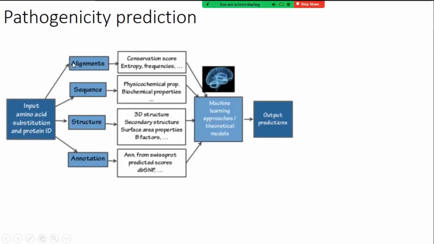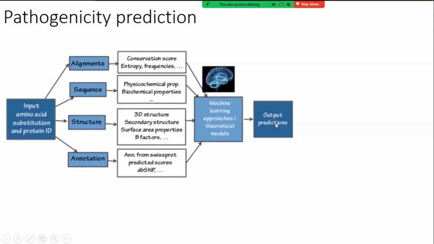One is the alignment. We spoke yesterday about the conservation score. Is this amino acid the same in humans, chimpanzee, rat, mouse? You go as much as possible. So is it conserved across species? Secondly, it looks at the sequence and the physicochemical properties of that particular amino acid. Then it looks at the structure of the protein, whether the structure is going to get changed. And then some other annotations from different prediction scores from different databases of proteins.